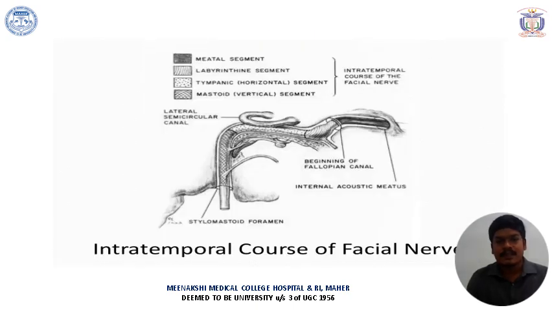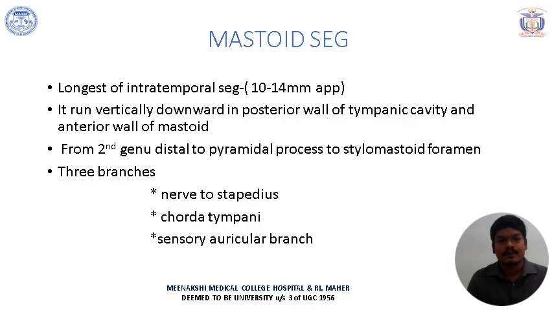So in this diagram, you can see the meatal segment followed by the labyrinthine segment and geniculate ganglion, and this horizontal part which is related to the oval window inferiorly, and the lateral semicircular canal is related to the second genu. Followed by that you can see the vertical segment or mastoid segment of the facial nerve, which emerges through the stylomastoid foramen.